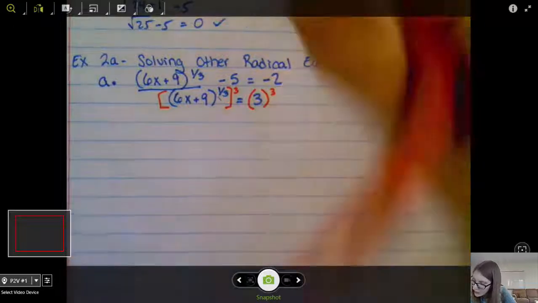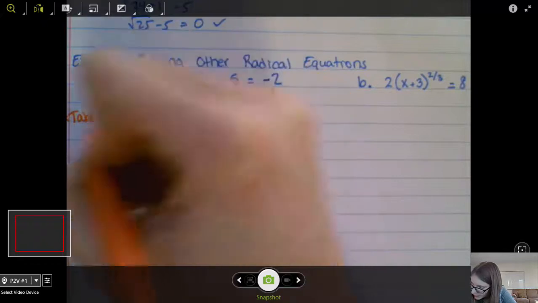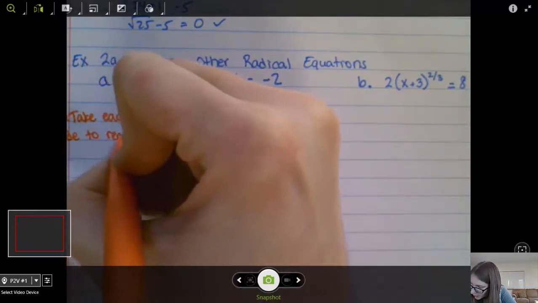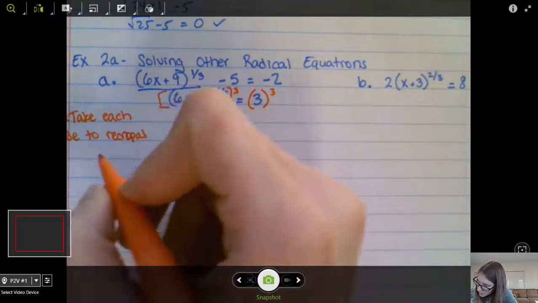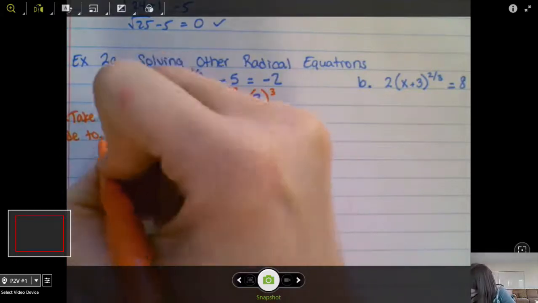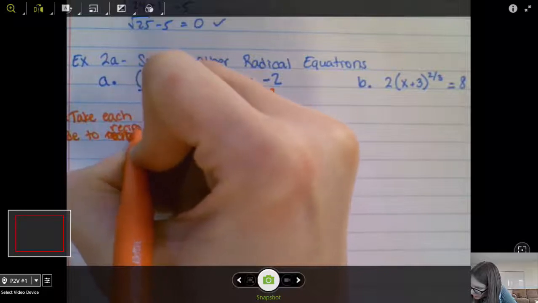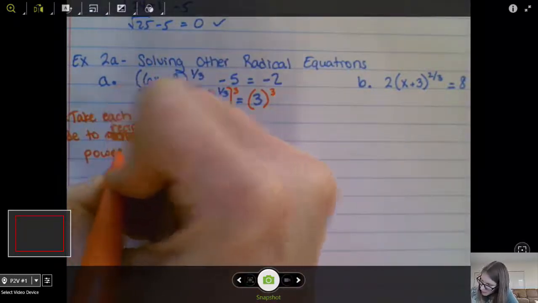So I'm going to add that note on the side here, that we take each side to the reciprocal power. Reciprocal. Whoa. Missed a couple letters there. Reciprocal. Power.